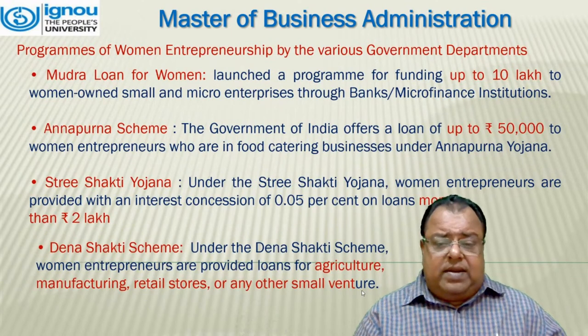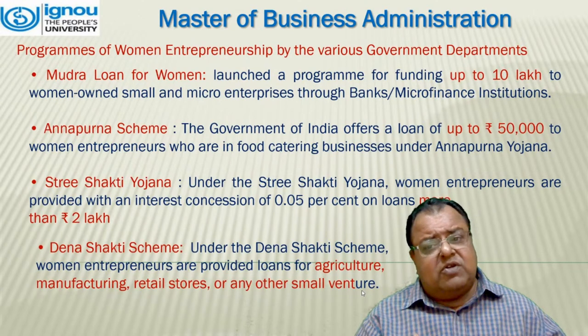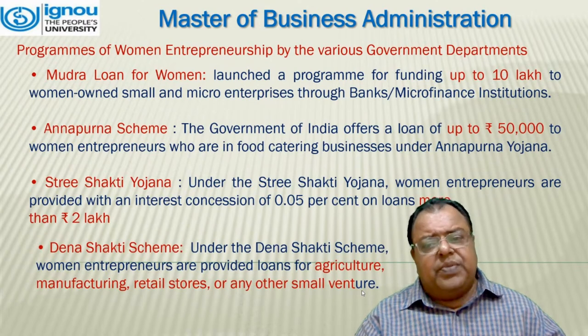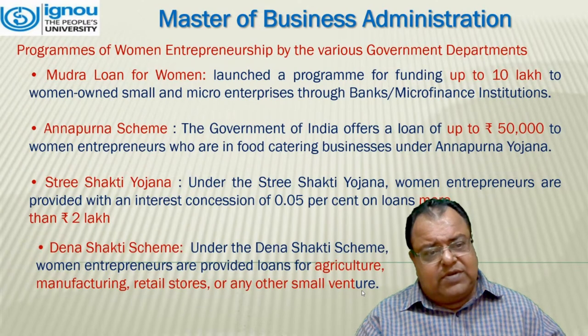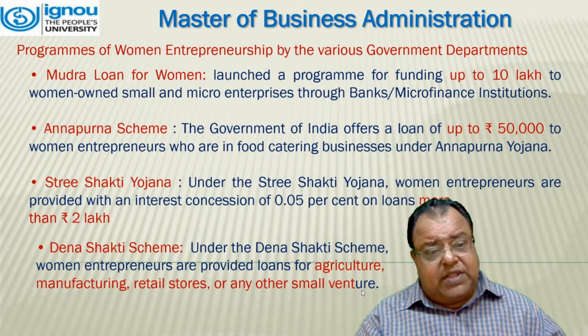Programs of women entrepreneurship by various government departments in India. First one is the Mudra Loan, a program for funding up to 10 lakhs to women-owned small and micro enterprises through a bank or microfinance institution. Second one, the Annapurna Scheme. The Government of India offers a loan up to ₹50,000 to women entrepreneurs who are in food catering businesses under the Annapurna Yojana.